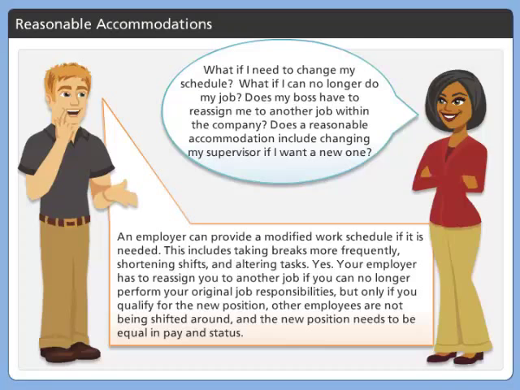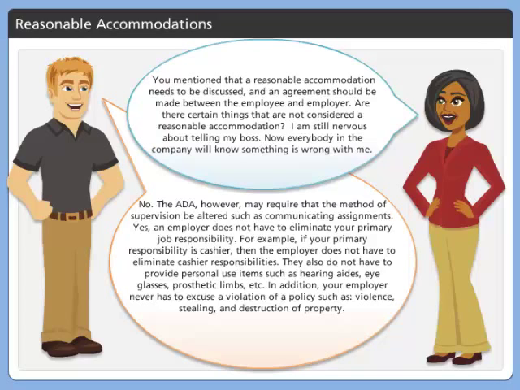Does a reasonable accommodation include changing my supervisor if I want a new one? No. The ADA, however, may require that the method of supervision be altered, such as communicating assignments.